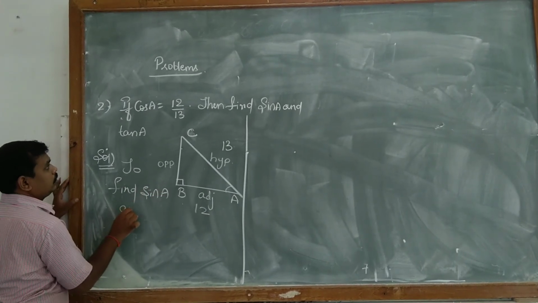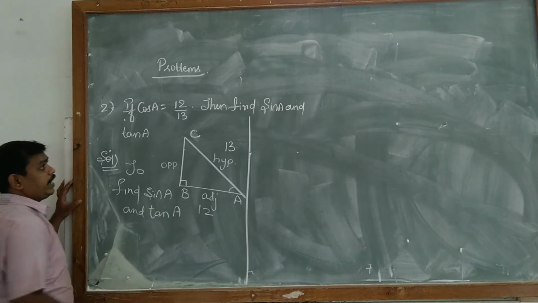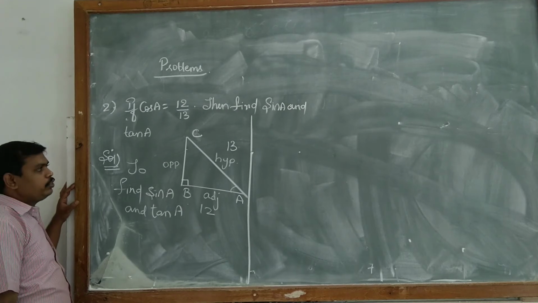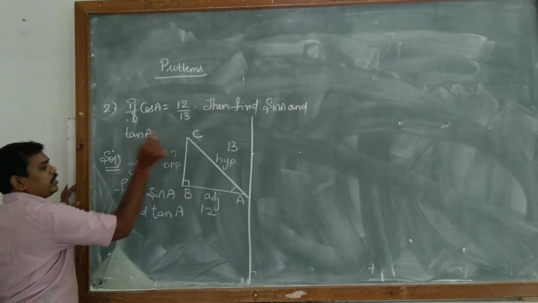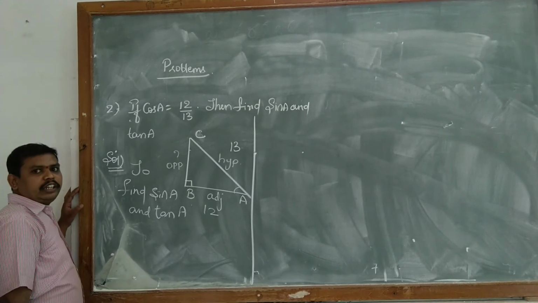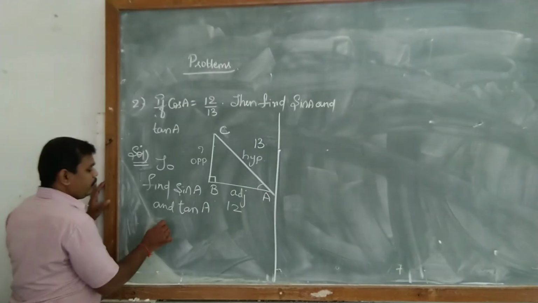and tan A. Now to find sin A values, what is the definition of sin A? Opposite by hypotenuse. Do we have the value of opposite here? We don't. So we are going to obtain that value by taking Pythagoras Theorem into consideration.